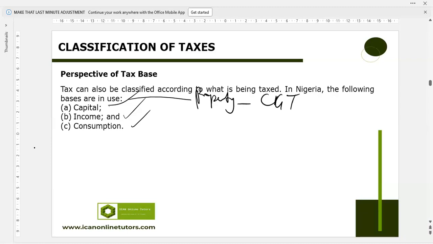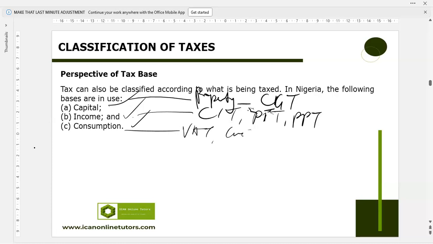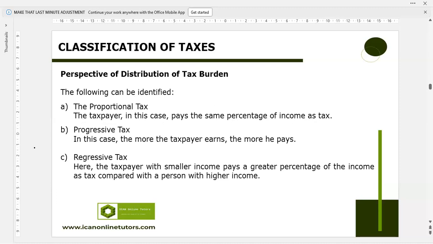Then we have income tax. Good examples of this are company income tax, personal income tax, and the petroleum profit tax. Then consumption tax: we have value added tax, customs and excise duties, among others. We also have the perspective of distribution of tax burden. We have the proportional tax, progressive tax, and regressive tax. The proportional tax is based on percentage, and a good example of this is the company income tax.